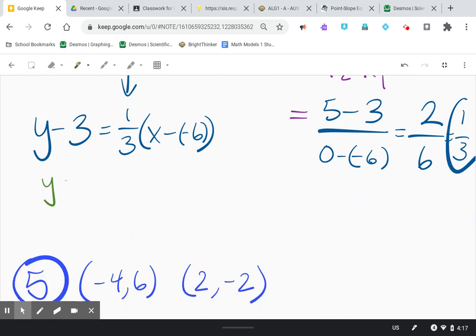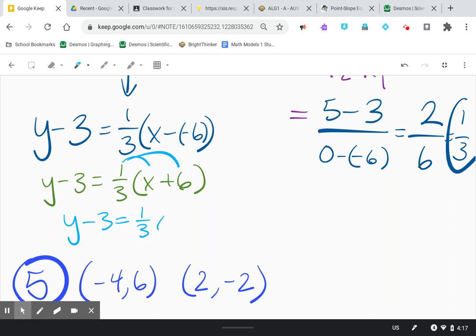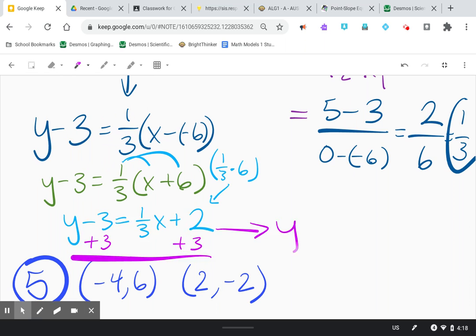So this is going to be y minus 3 equals, and then we'll need to go ahead and simplify this. Let's go ahead and take an extra step here. x plus 6 is going to go inside there. Then we're going to distribute: y minus 3 equals 1/3 x plus 2, because 1/3 times 6 is 2. Then we're going to add 3 to both sides. And we get y equals 1/3 x plus 5.